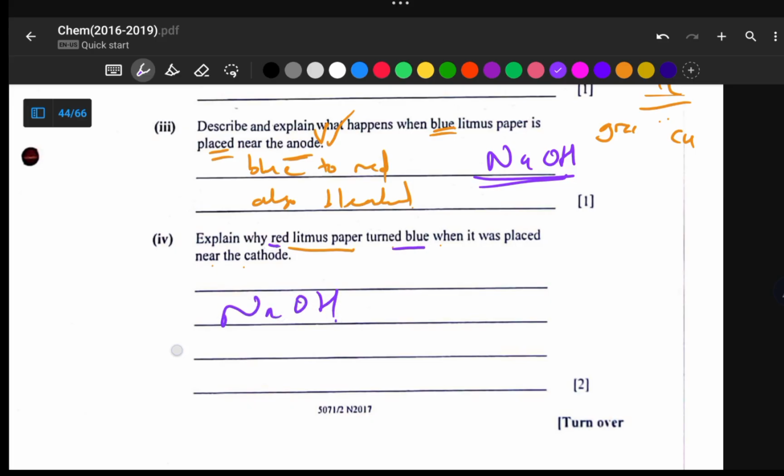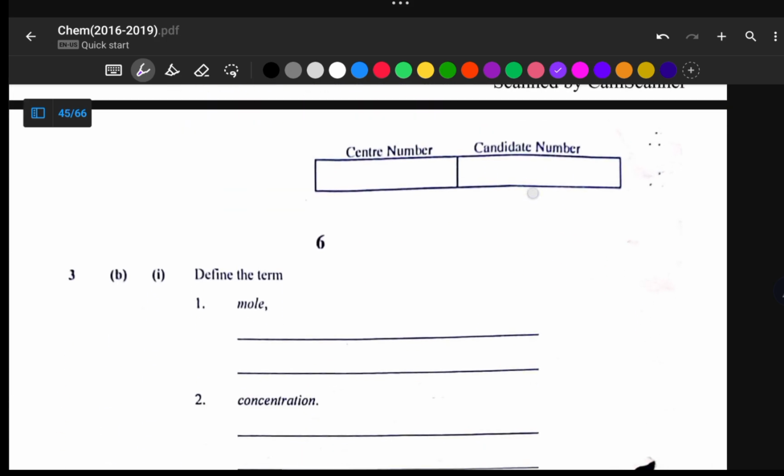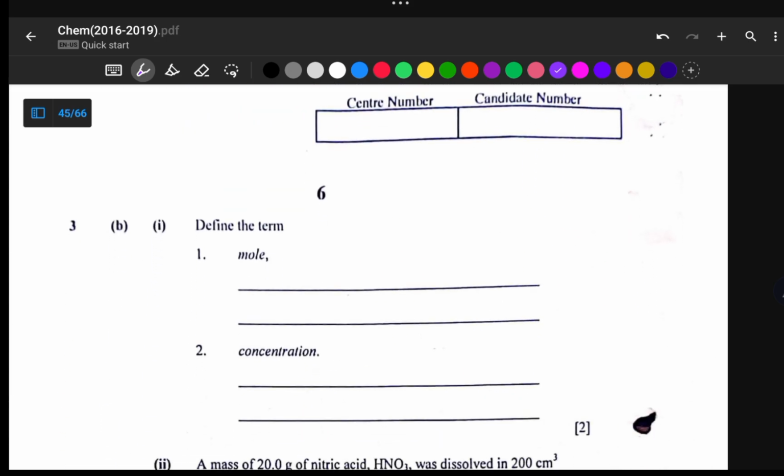Sodium hydroxide. So you must take note of that. And then we go on to the next question, which says define the term mole, right? Define the term mole and the term concentration.